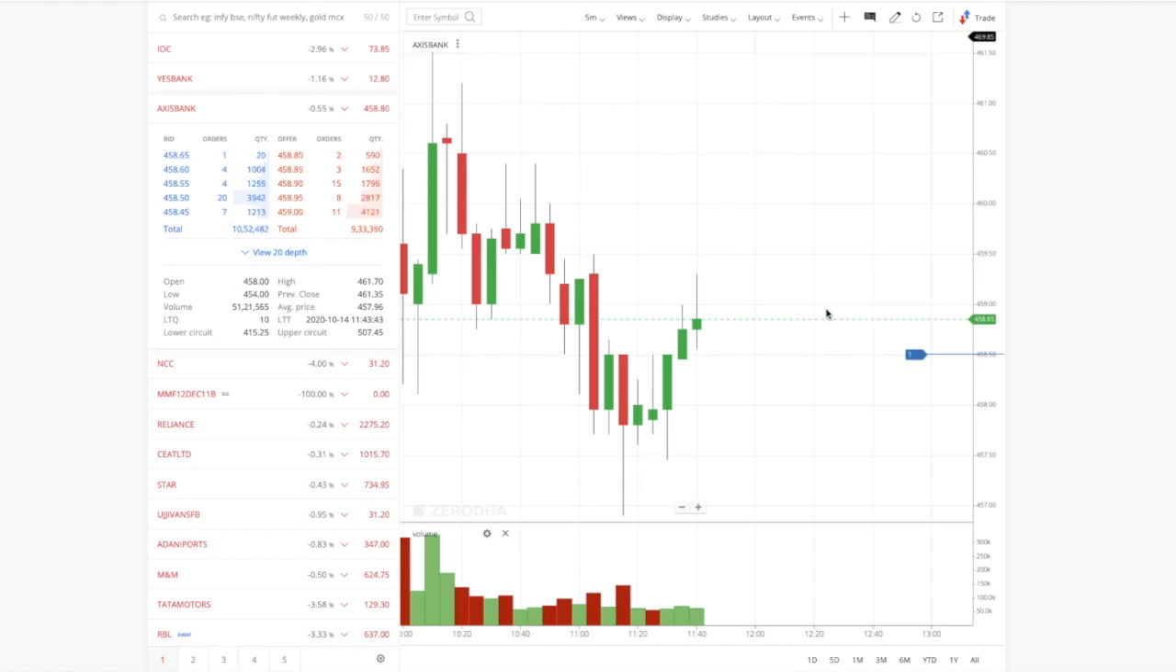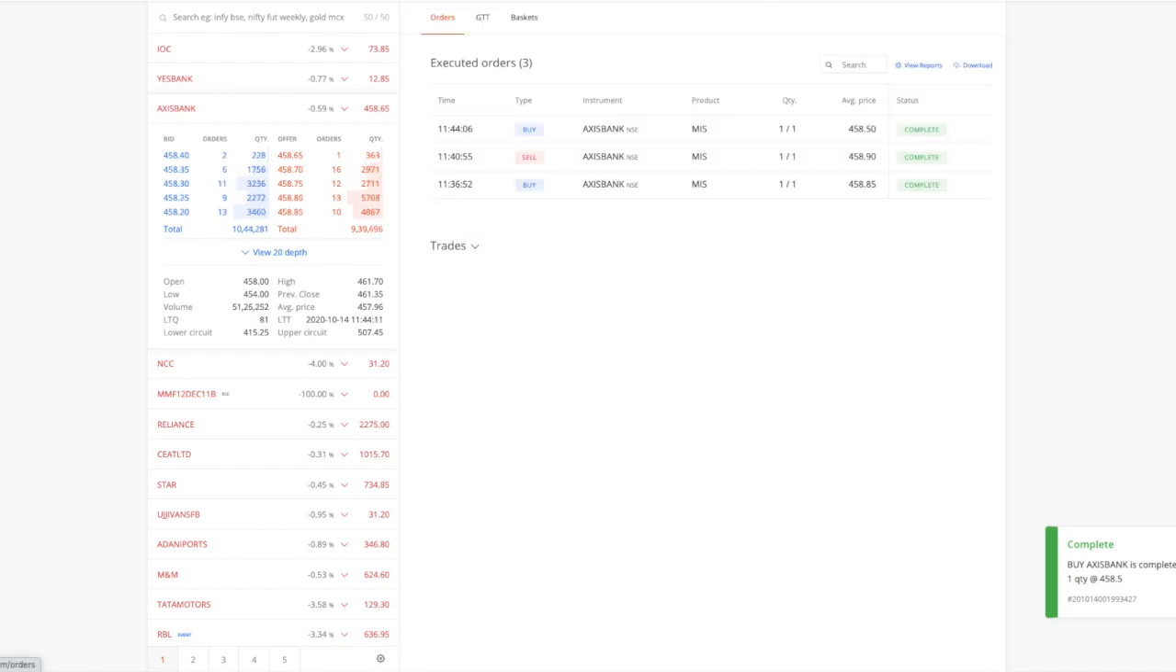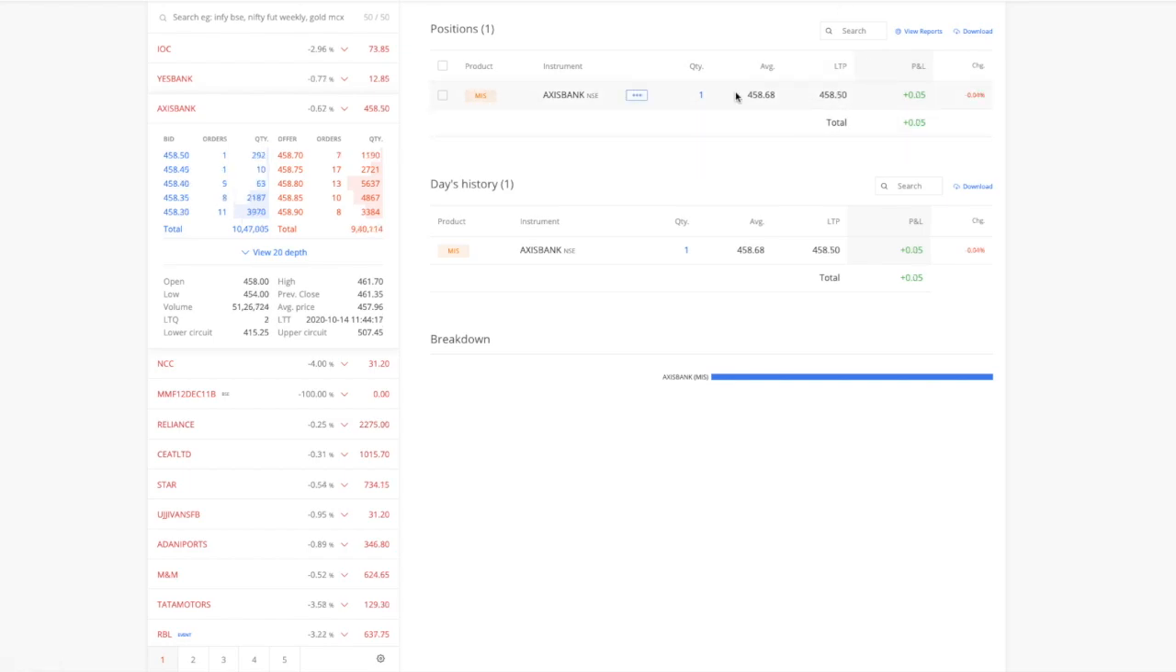Now as a seller, you are interested in selling it off at a higher price. So just like we squared off our positions last time. Now let's see if the price falls below 458.5. It's just touched 458, maybe, yeah. So now I see that I have bought it at 458.5. Okay. So why? Because the price has actually come below 458.5. Then once the price came below 458.5, I purchased it.